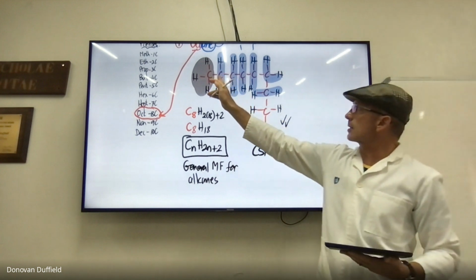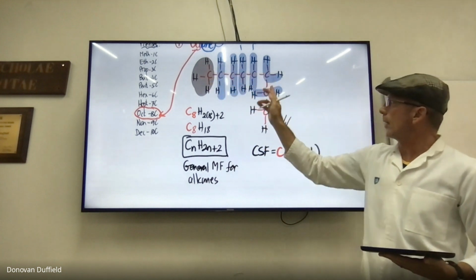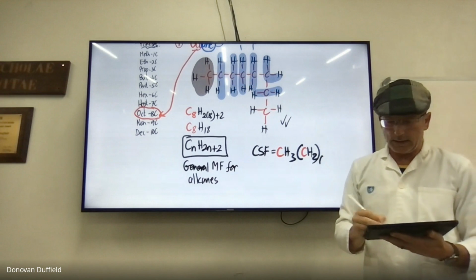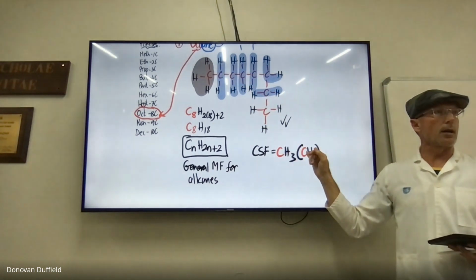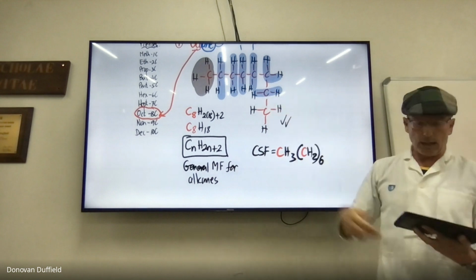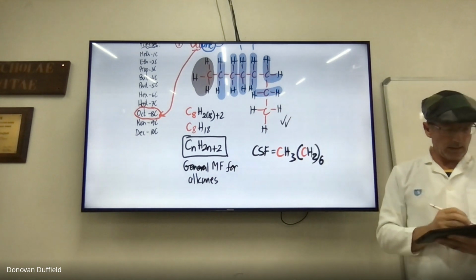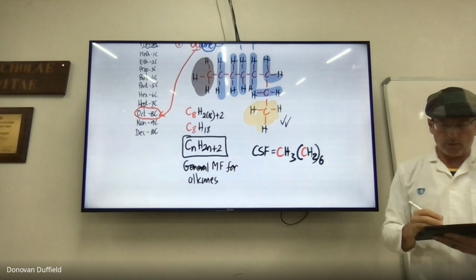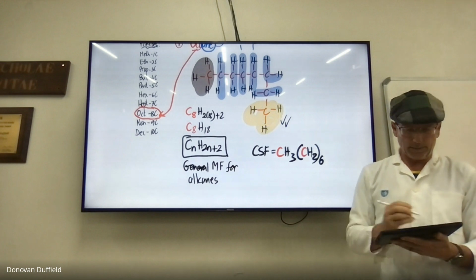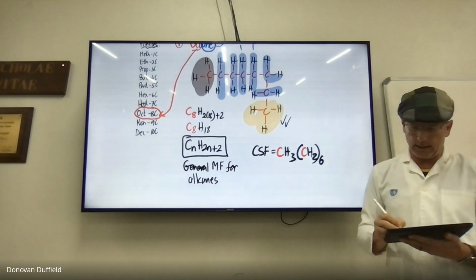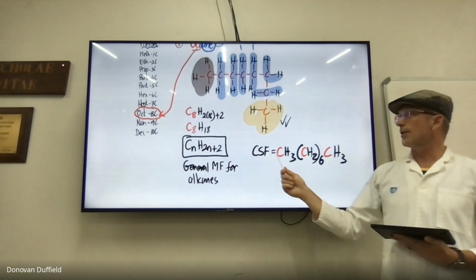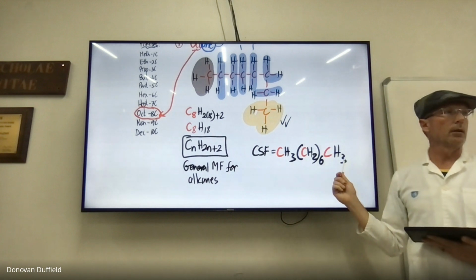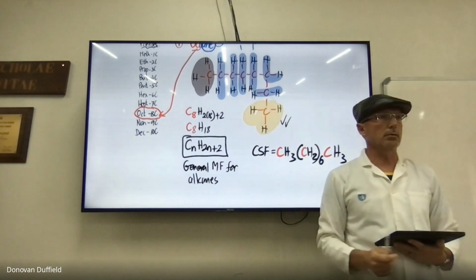So each of these is CH2: 1, 2, 3, 4, 5, 6. So the CH2 is repeated 6 times. And then at the end, we must end with CH3. So that is CH3. So this is the condensed structural formula of this compound.